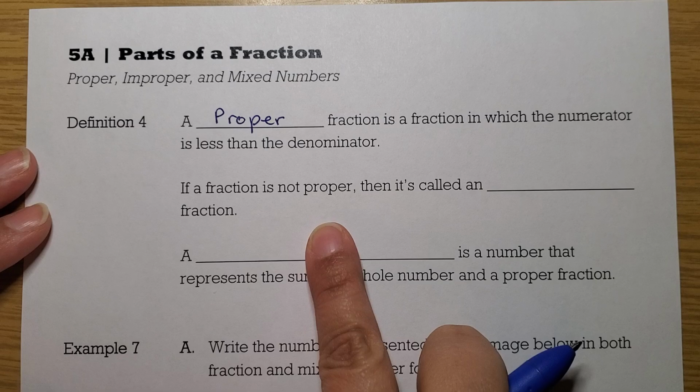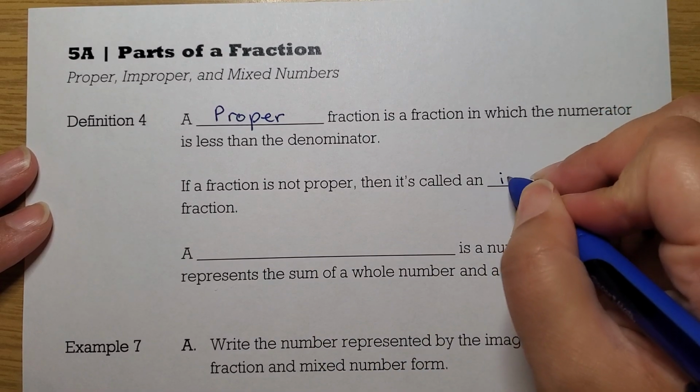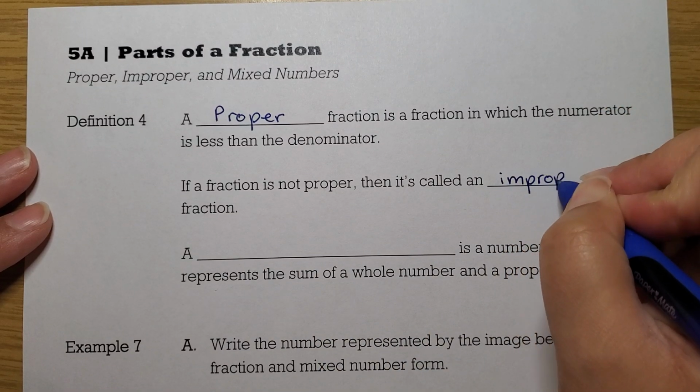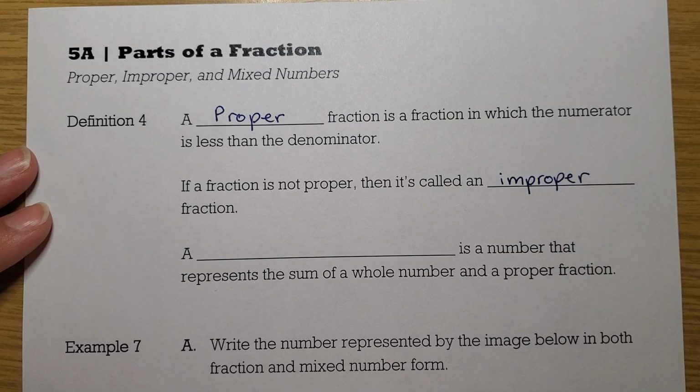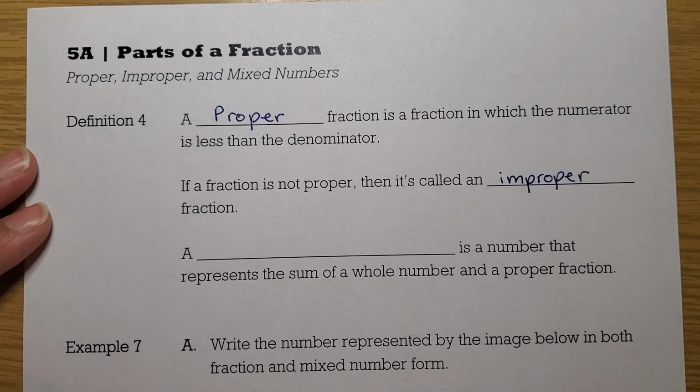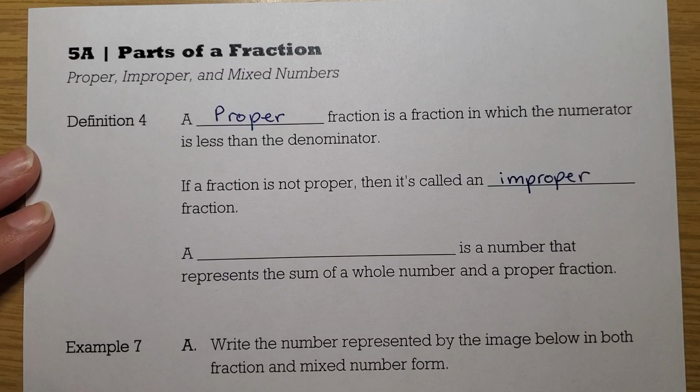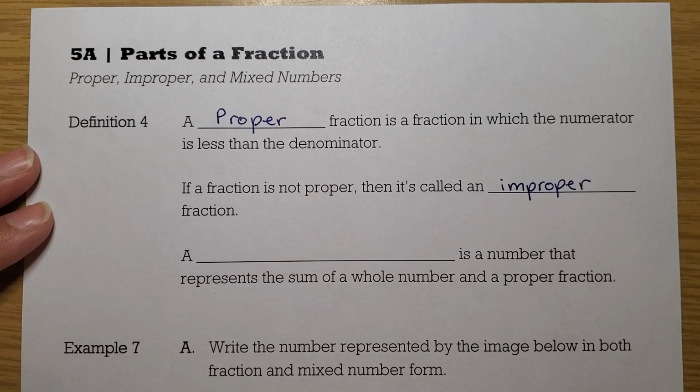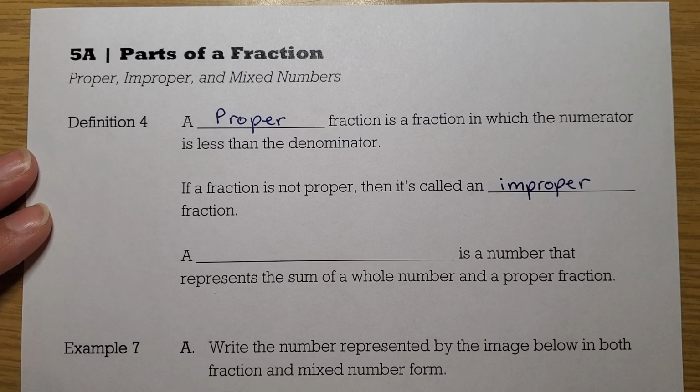If a fraction is not proper, then it's called an improper fraction. So an improper situation would be you ate the entire candy bar yourself, or you ate more than a candy bar. You started digging into their share. Okay? So an improper fraction is when the top number is bigger than the bottom number, or the top and the bottom are the same. So if you wanted to add those little notes here, you could.